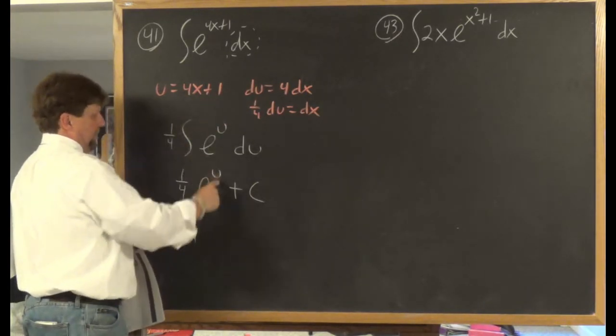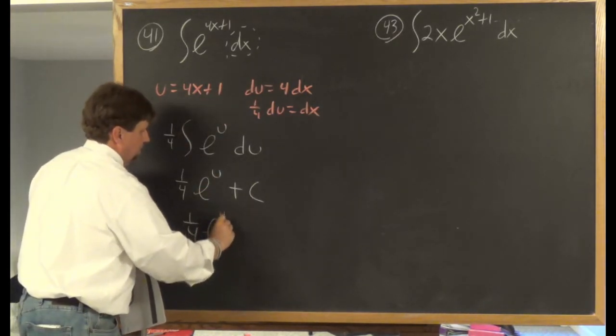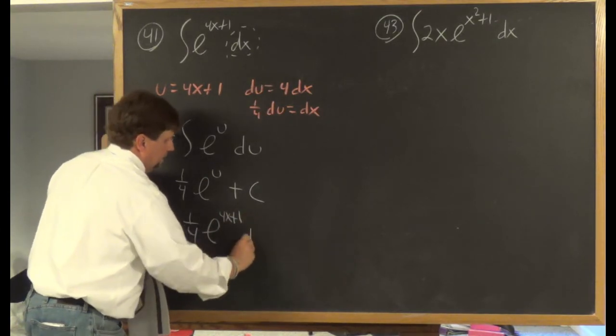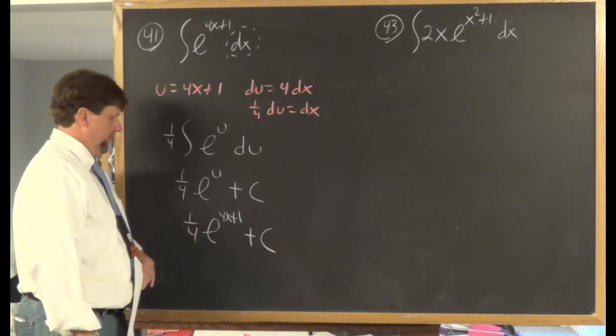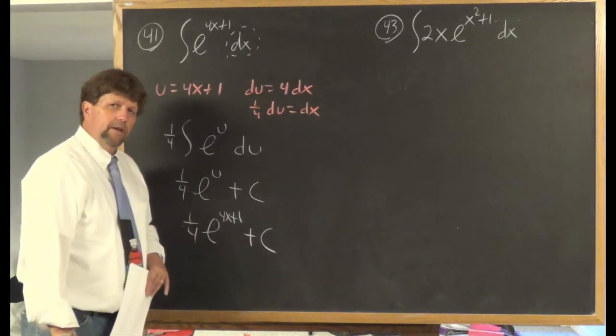Substitute 4x plus 1 back in for the u. And that's it for number 41. The antiderivative is 1/4 e to the 4x plus 1 plus c.